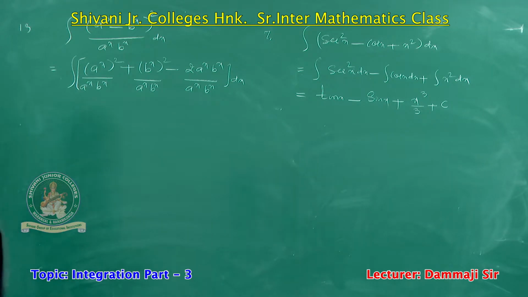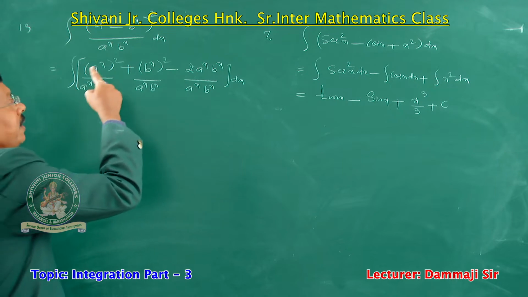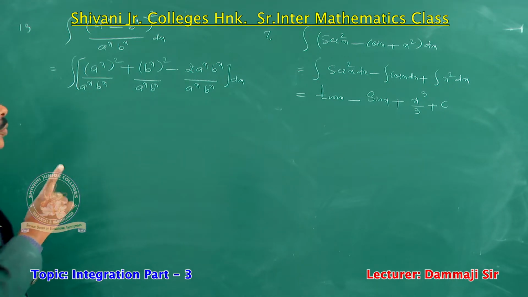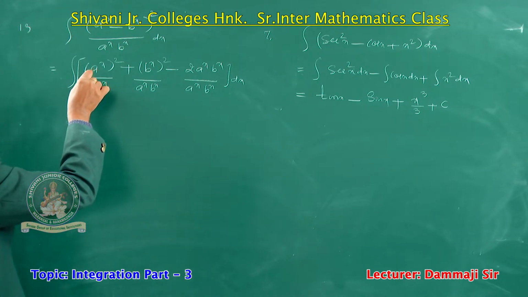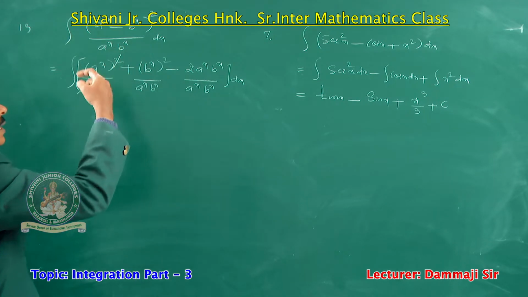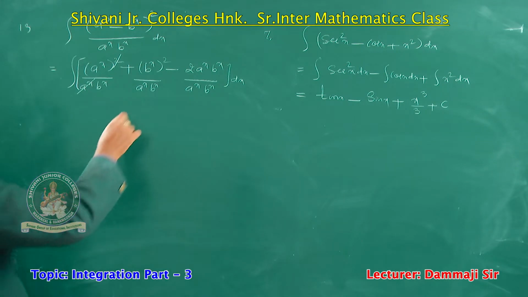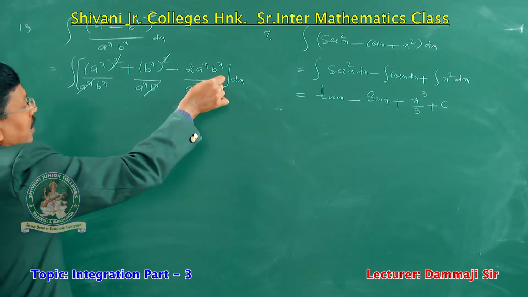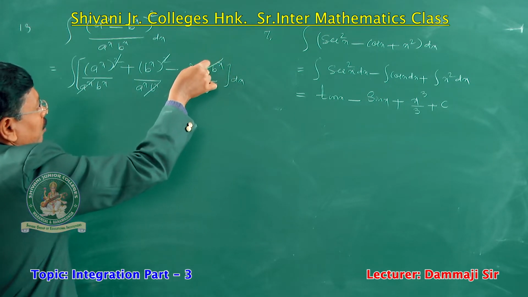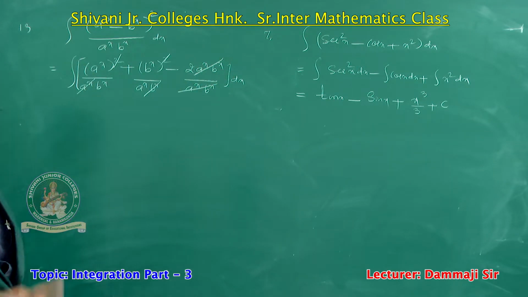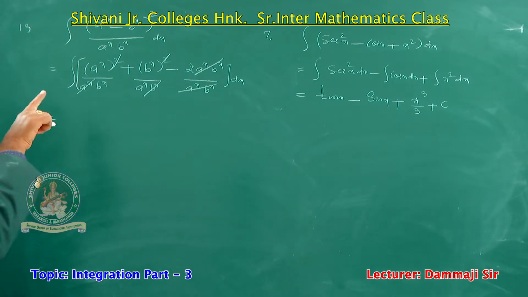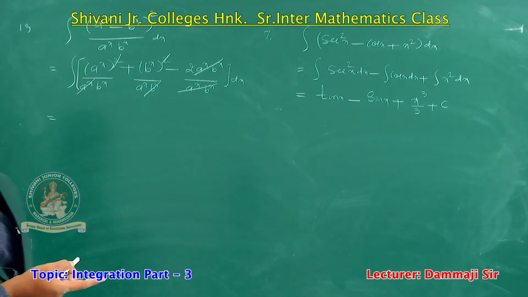After splitting into partial fractions, next, is there any common factor or not? We can check. Yes, one common factor is there. What next? Cancellation. The second term has b power x, and the third term has both a power x and b power x. After cancellation, we will get the result a power x by b power x.